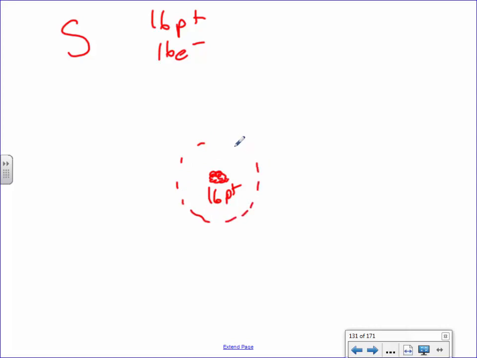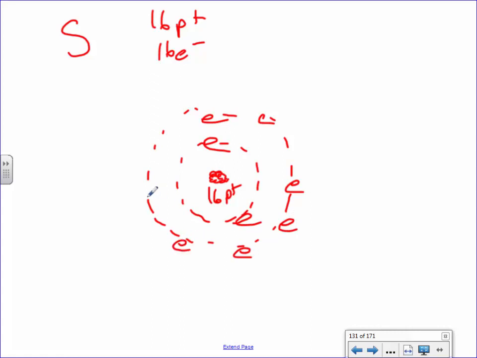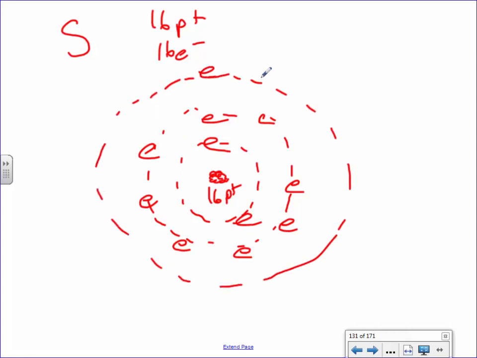Level 1, as it always does, has 2. Level 2 can have as many as 8. So I'm going to add them in 1, 2, 3, 4, 5, 6, 7, 8. I believe I'm now up to a grand total of 10. 2 plus 8 gives 10. I need 6 more, right? So open up level 3. Sulfur now opens up level 3. We need 1, 2, 3, 4, 5, 6.